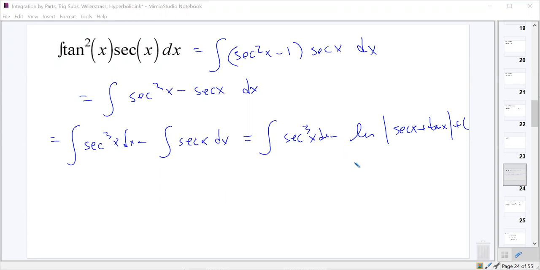So we do need to find the integral of secant cubed x. And so any thoughts on how we're going to find the integral of secant cubed x?